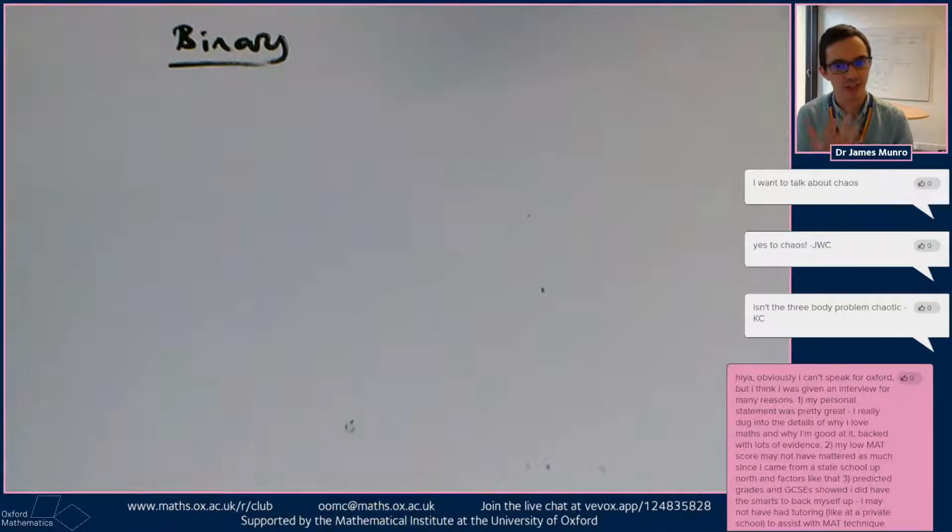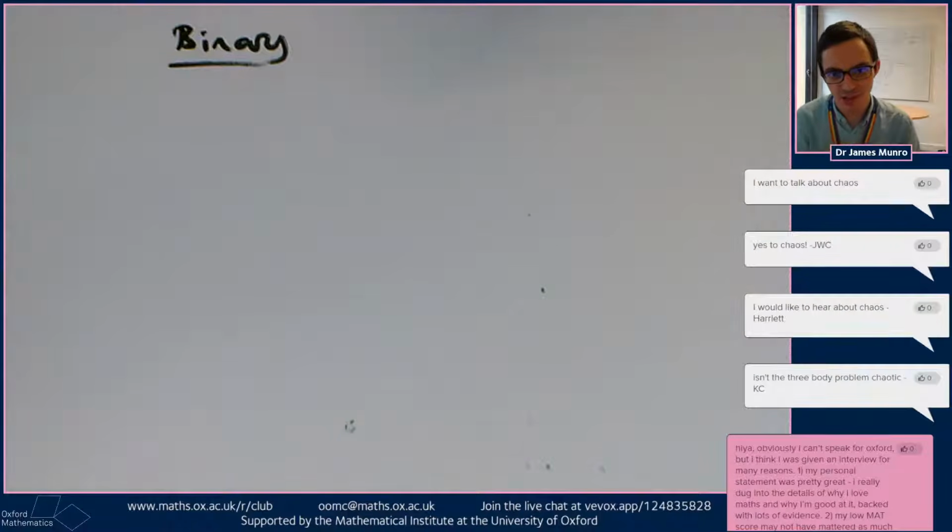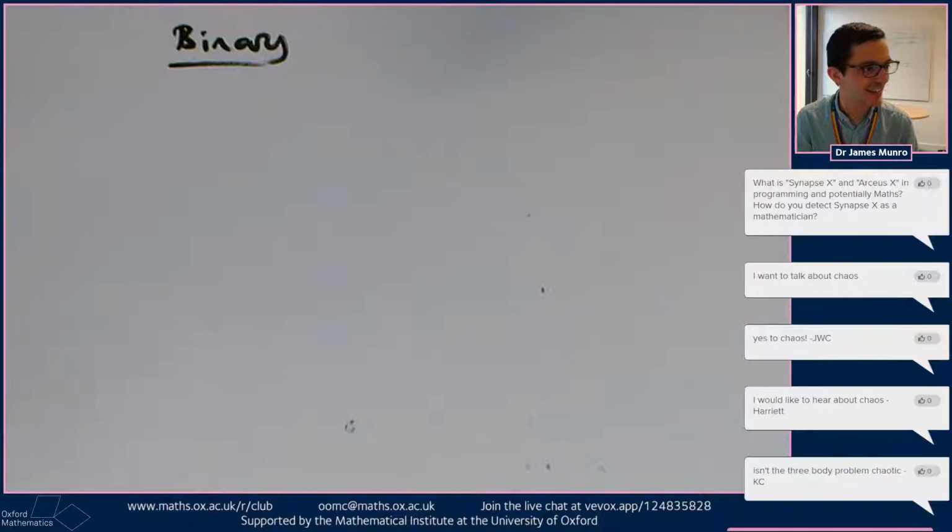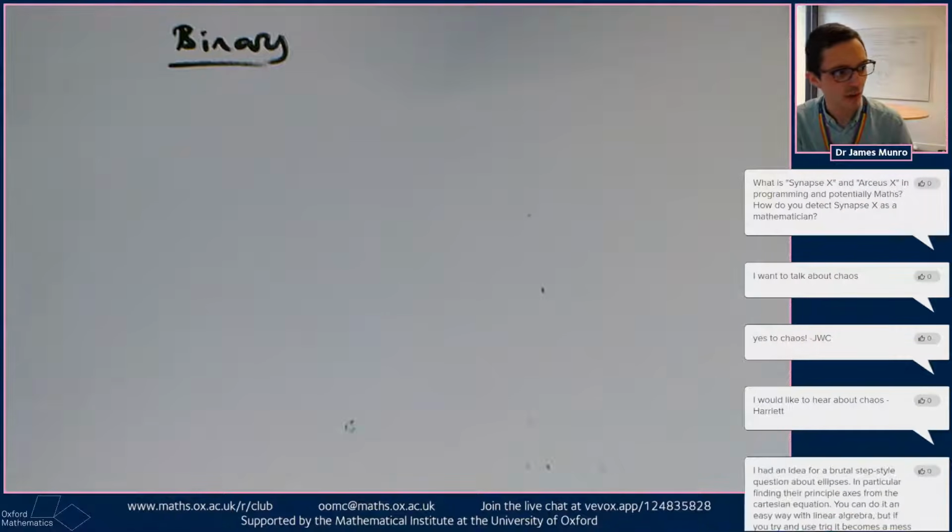The way you write something like 21 secretly means two lots of 10 and then one more. Yeah, 2 votes, 3 votes for chaos. I don't know what synapse X is, and I don't know what RKSX is, so I can't do those ones. Decimal is all about multiples of 10. Binary is all about multiples of 2.